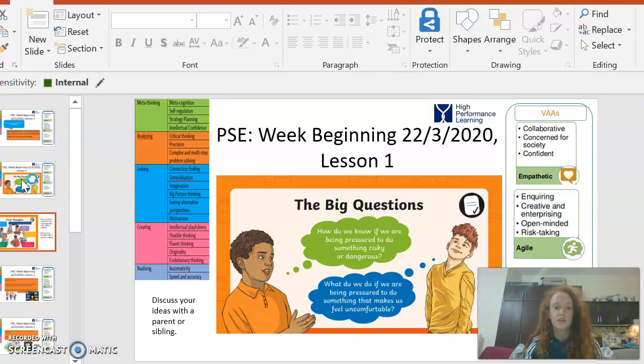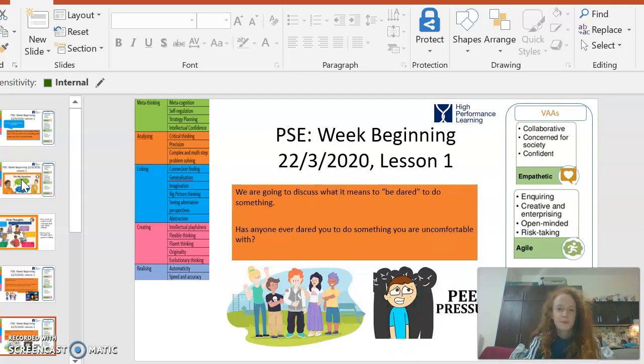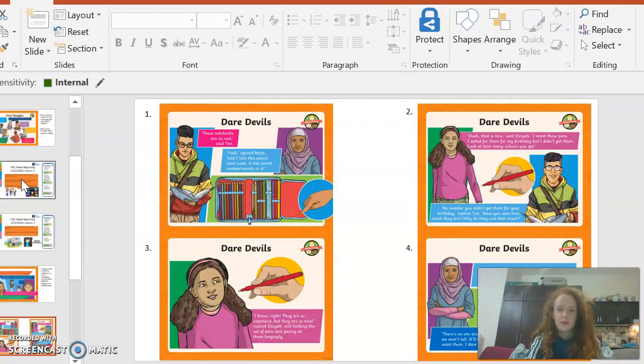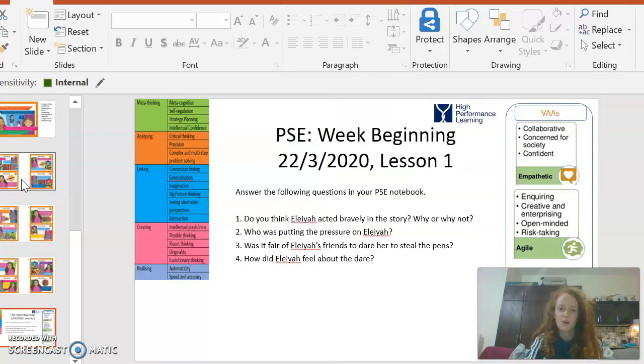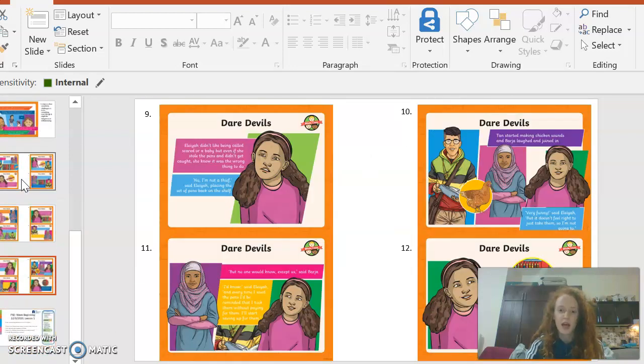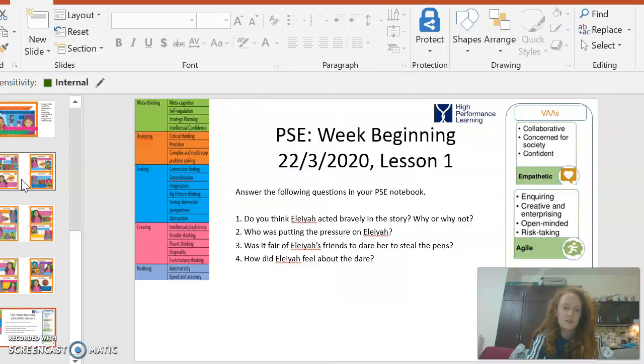Anyway, so just navigate through the PowerPoint. You have some questions that you can discuss either with your sibling or maybe with your parents. If you just want to discuss it with yourself in your head, that's fine. All right, so here you will have some example situations when people have been pressured into doing wrong things. And you will have to kind of think about what exactly was wrong and why people behaved that way and how should they have behaved.